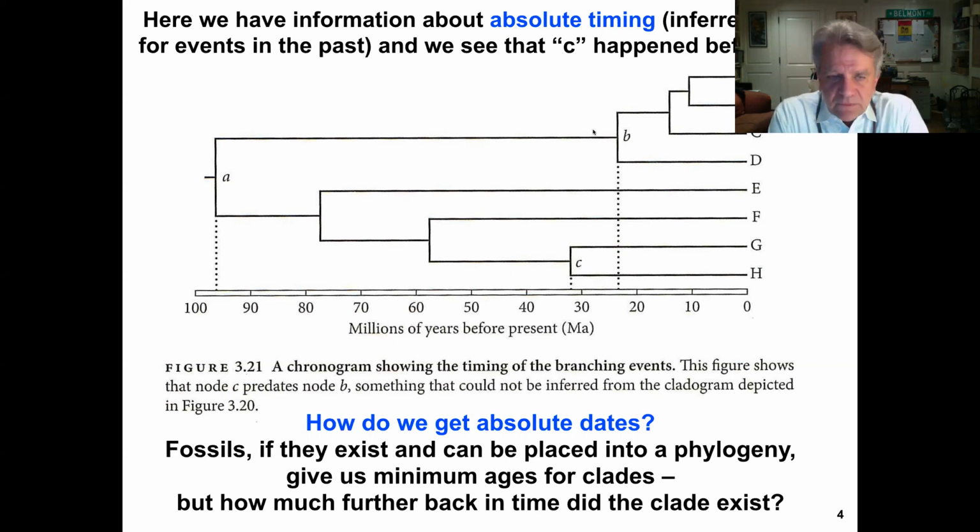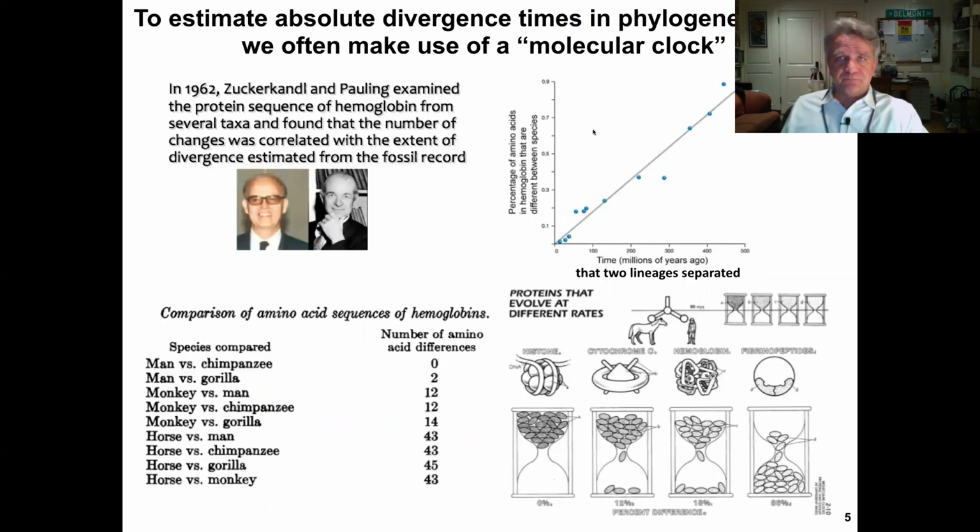Now, how do we get these absolute dates? Well, the answer really comes down to two lines of evidence, or two approaches. One is the fossil record. Fossils, if they exist, we could place them into the phylogeny, and this provides a minimum age for clades. But then the question becomes, how much further back in time is the age of the clade relative to that minimal age implied by the fossil?